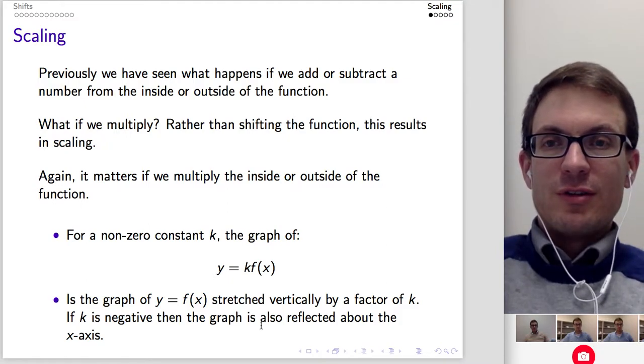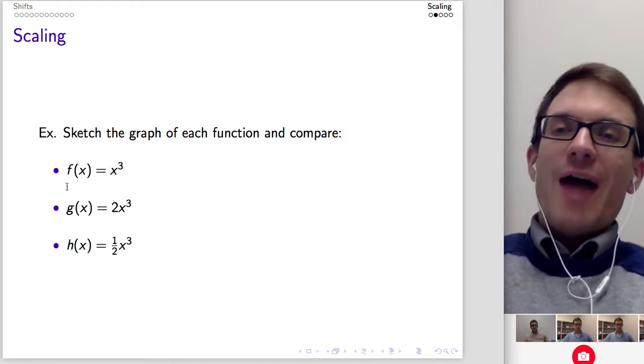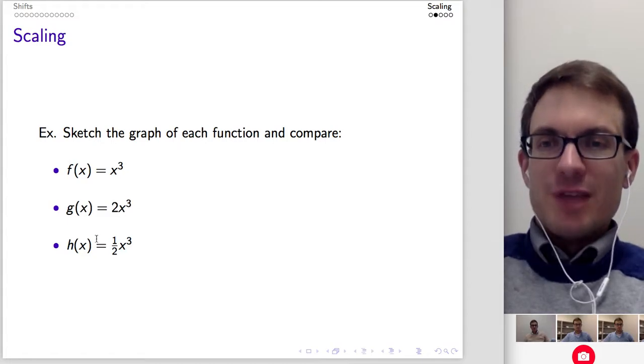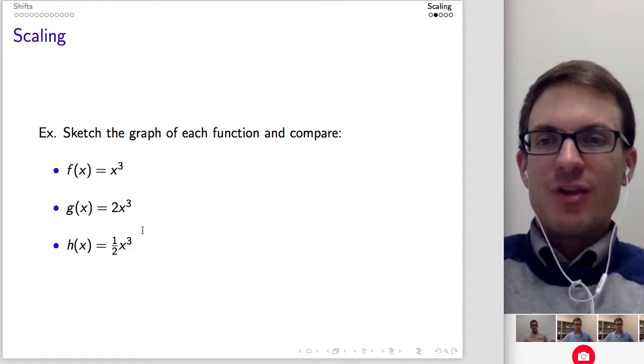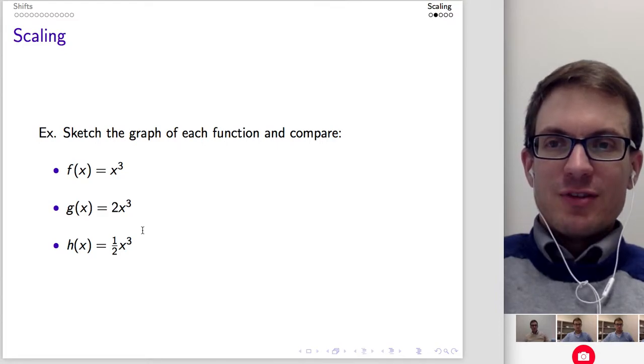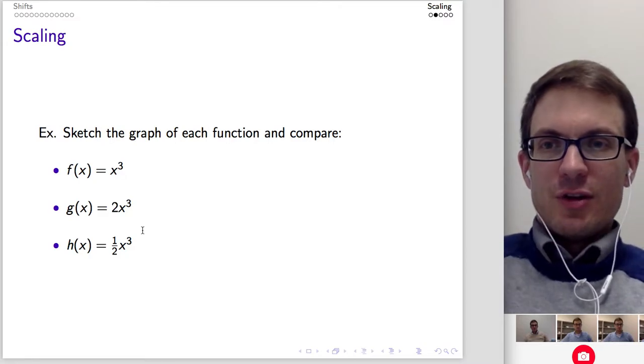So let's see this. Sketch the graph of the function, compare. We'll call f of x, x cubed. We'll call g of x, 2 times x cubed, and h of x, 1/2 times x cubed. Why don't you go ahead and draw those all on the same axis, or set of axes. Okay, how's this going to look?